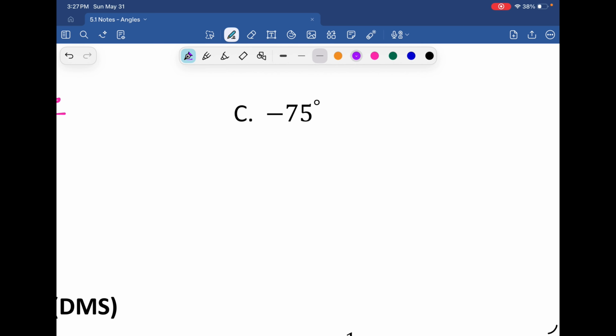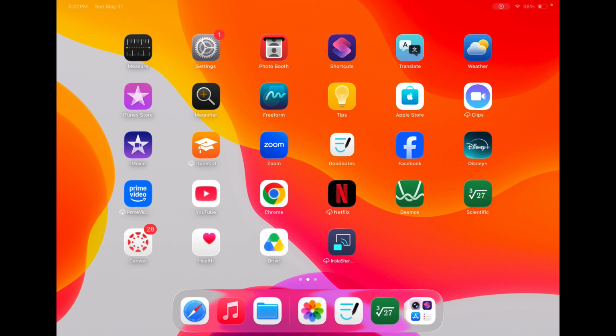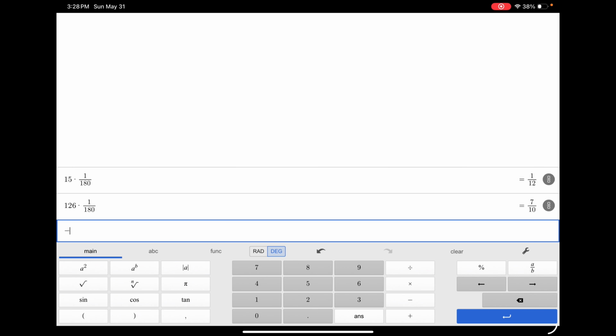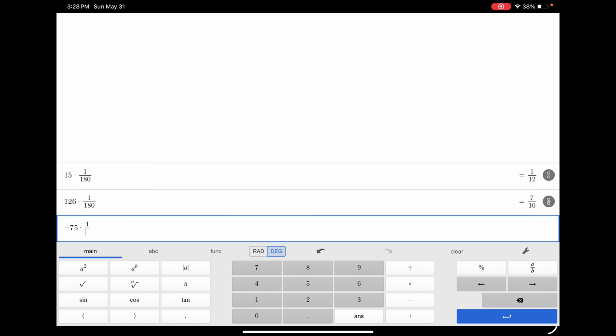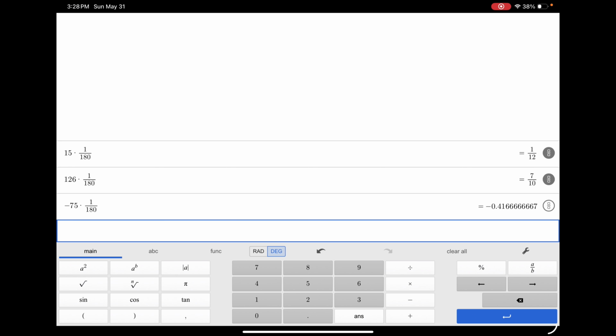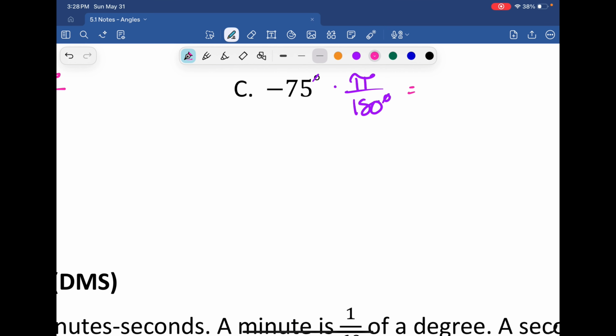Negative 75 degrees. Doesn't matter that it's negative, it's just rotating clockwise instead of counterclockwise. Multiply by pi over 180. Degrees cancel. This one I'm not super sure, so I'm going to do this one in the calculator. Negative 75 times 1 over 180. So negative 5 over 12. Multiply by pi, so negative 5 pi over 12.